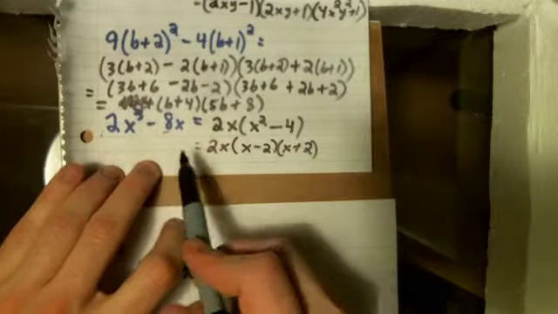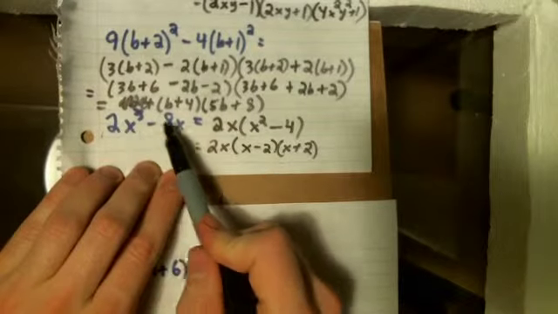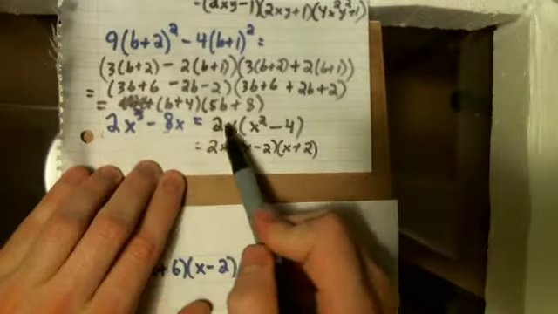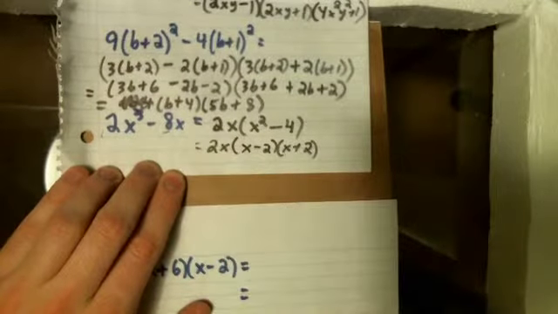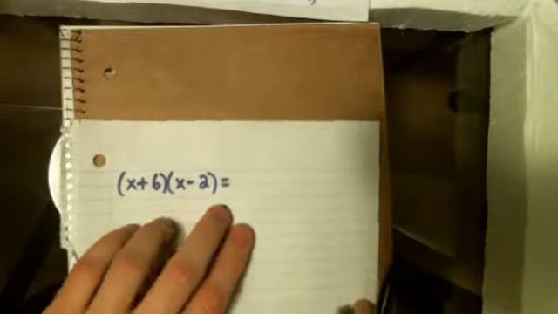So again, this is really important. The first step in any factoring problem is to pull out the greatest common factor. So like here, we started this problem by pulling out a 2x, and that made our lives a lot easier. All right, so let's move on.